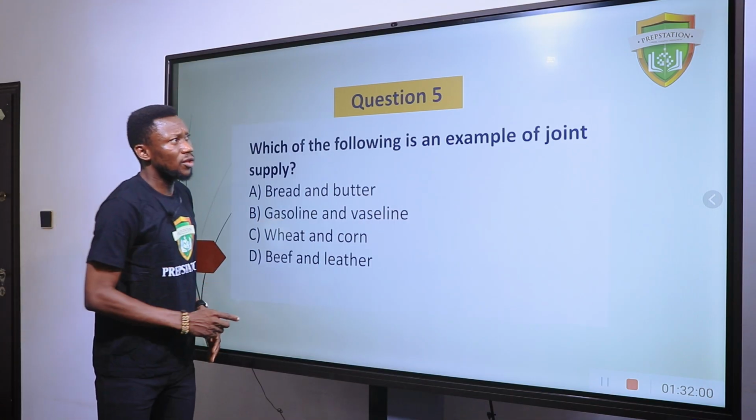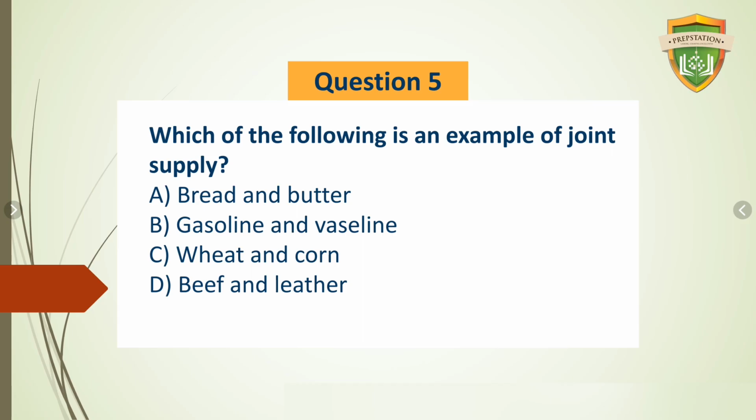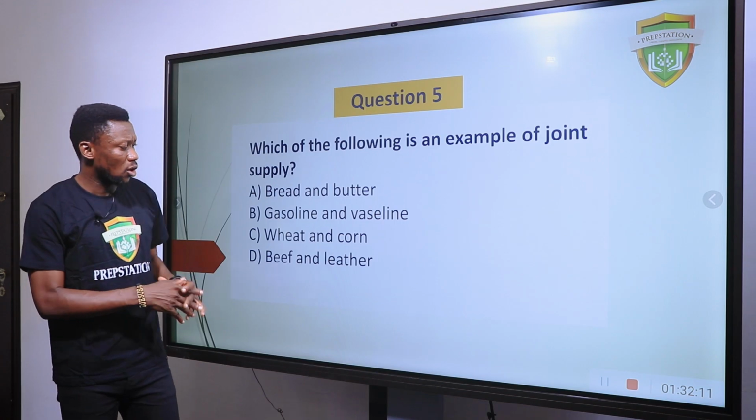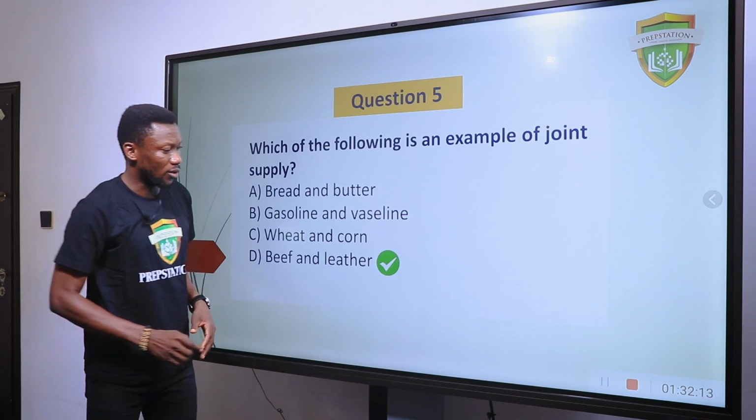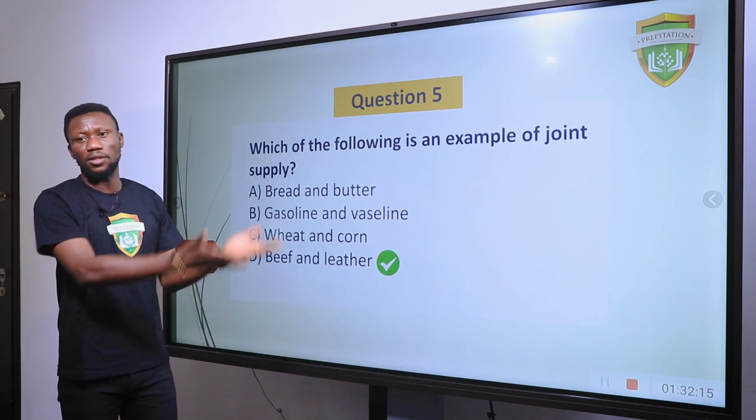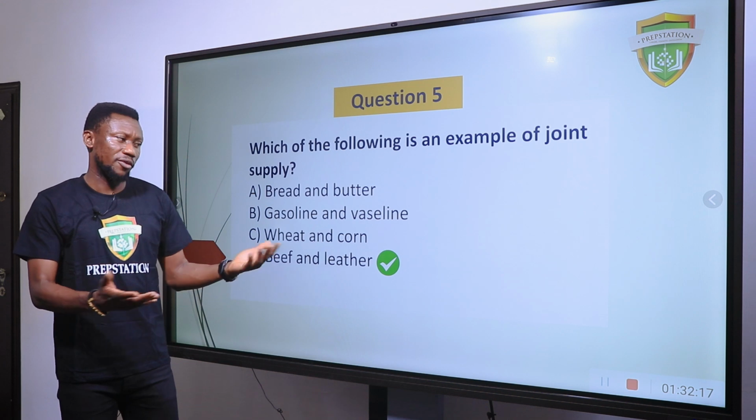Very good. So number 5 is, which of the following is an example of joint supply? Is it bread and butter? Is it gasoline and Vaseline? Is it wheat and corn? Or is it beef and leather? Okay, good. The answer is beef and leather. Of course, the picture was there earlier. You can make reference to that.